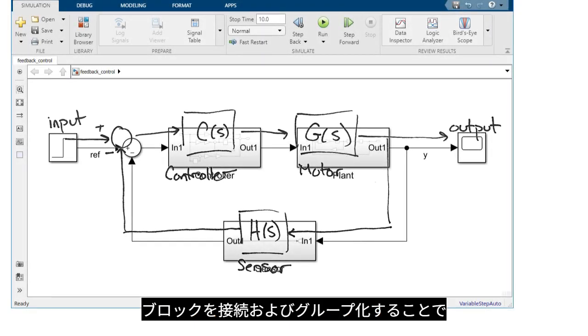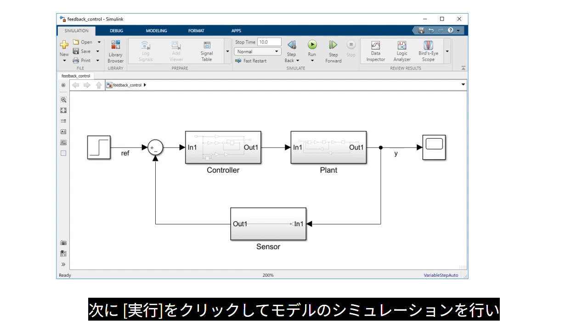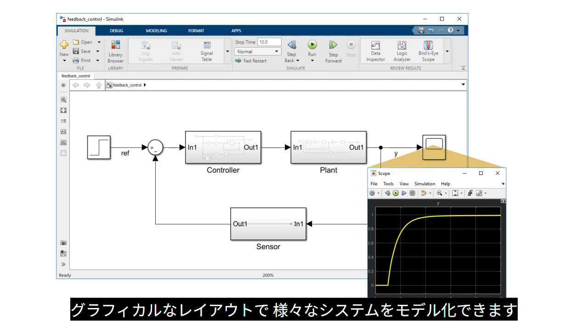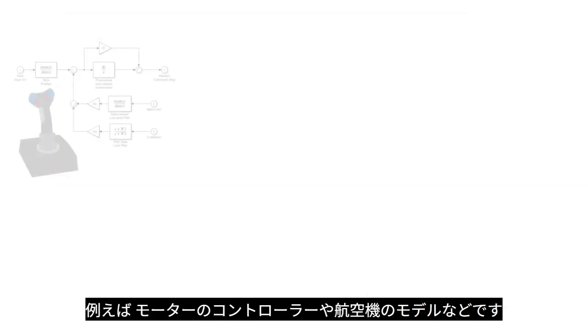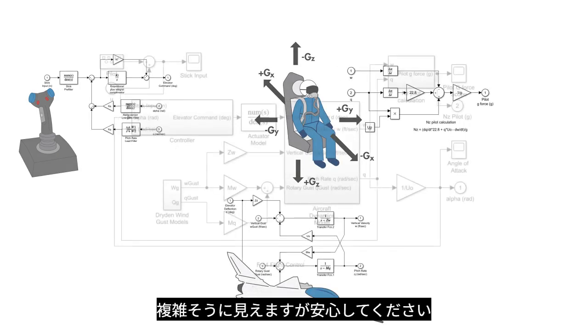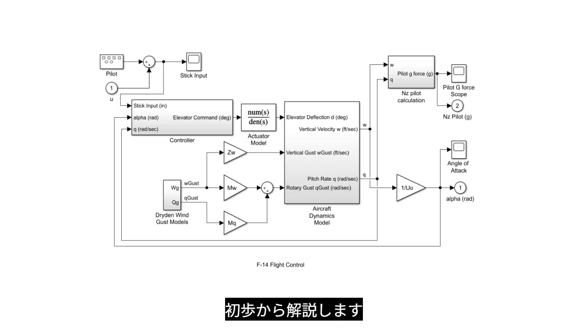By connecting and grouping blocks, you can model components and algorithms. You can then simulate your model just by pressing Run and inspect its behavior with various readouts. The graphical layout makes it easy to model systems like this motor controller, or even an entire aircraft. If this looks complicated, don't worry. In this course, we'll walk you through modeling dynamic systems from the very beginning.